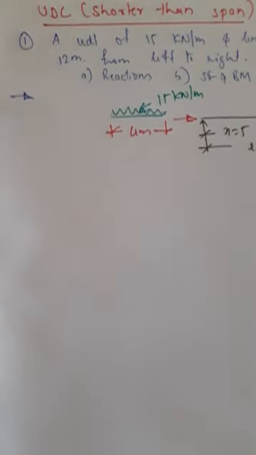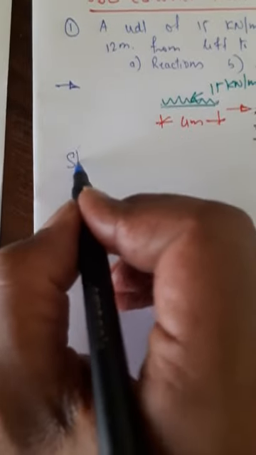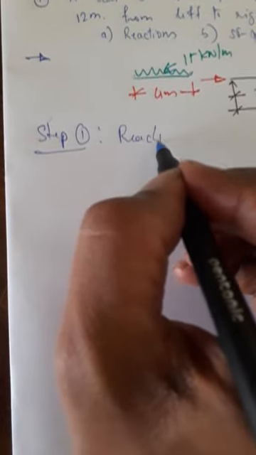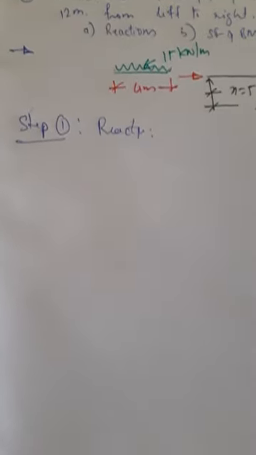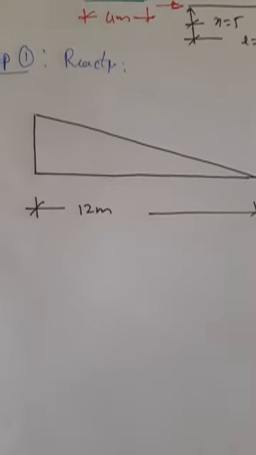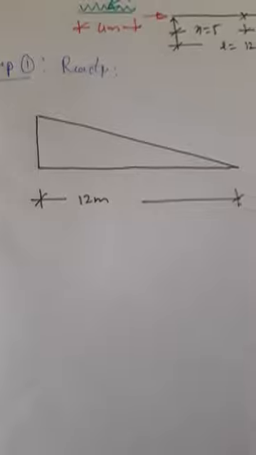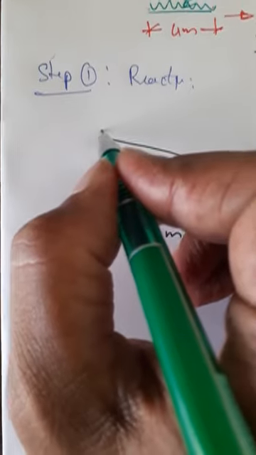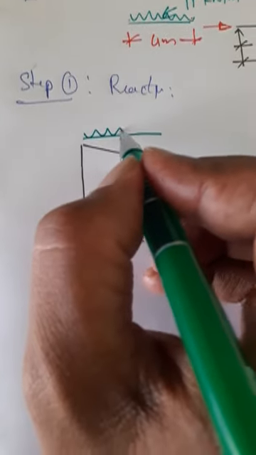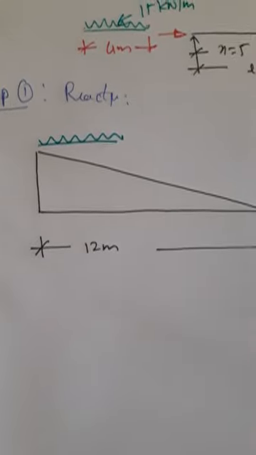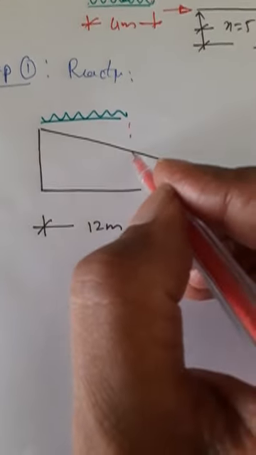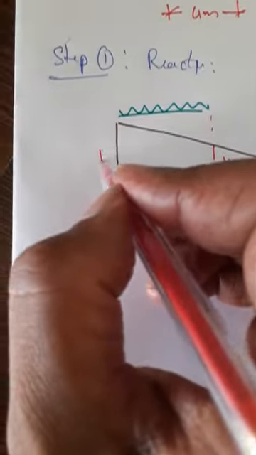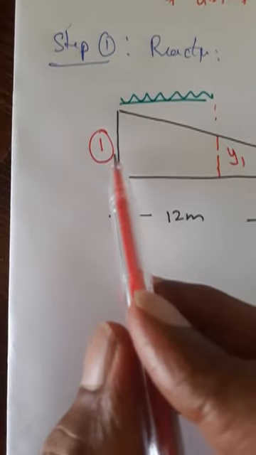So for this I have to do the analysis. Step 1, reactions. For the reactions, let us draw a standard diagram. So this is the standard diagram for shear force. Now place the UDL here, 4 meters. Mark the ordinate. Let this ordinate be y1. For the standard shear force diagram for reactions, the maximum ordinate is 1.